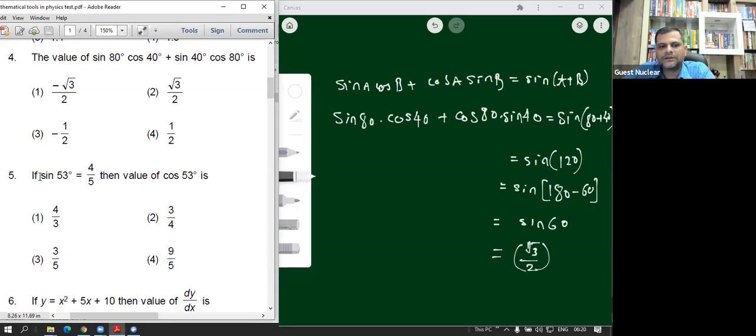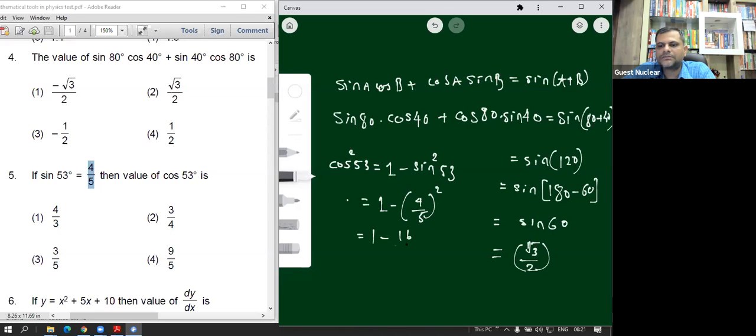Okay, let's go to the next one. sin 53 is going to be 4 by 5. Remember this value, it is a very important value. The value of sin 53 is 4 by 5, remember this well. So how much will cos 53 be? Actually, cos square 53 will be equal to 1 minus sin square 53. That is 1 minus the whole square of 4/5, which becomes 1 minus 16/25, which is 25 minus 16, that is 9/25.